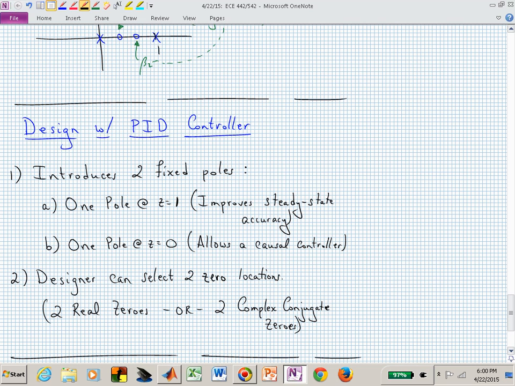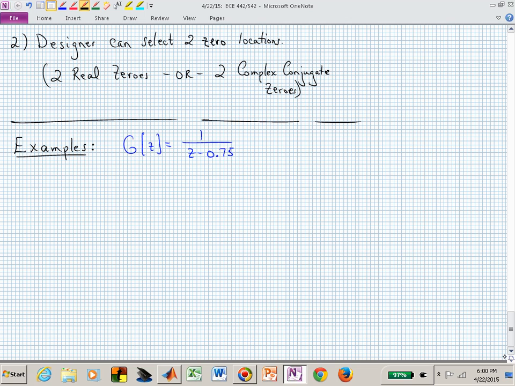Let's now go through an example of how we can select those two zeros. Here's a plant, g of z, 1 over z minus 3/4. What's that going to look like in terms of a block, or in terms of a root locus? There's our system.